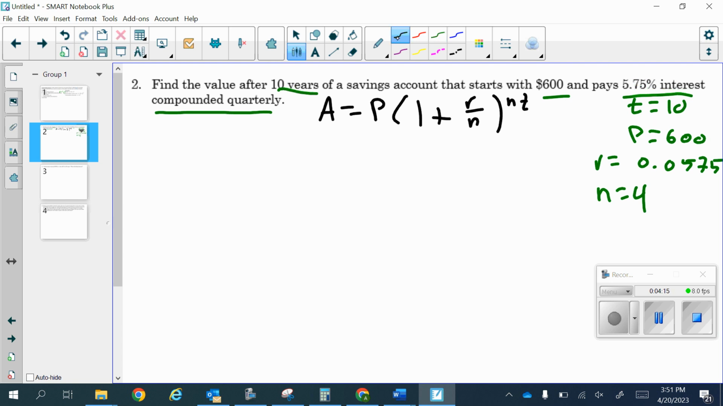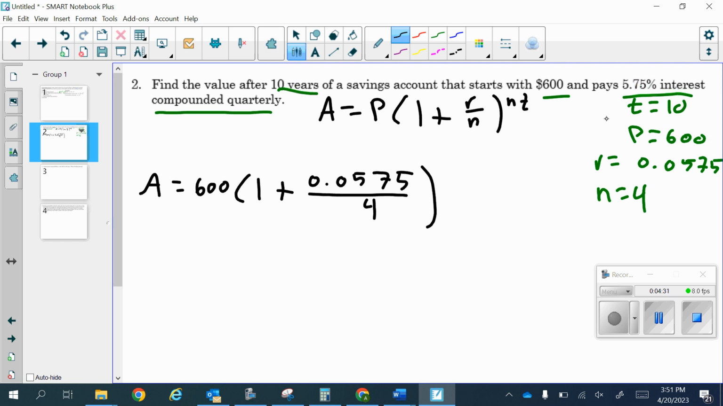So my A, that's going to equal my P, my principal, of 600 times 1 plus my R, which is 0.0575, all divided by my N, which is 4, raised to the N times T, or 4 times 10, which is 40. From here, you put it into your calculator. Those blue calculators should be able to do this.